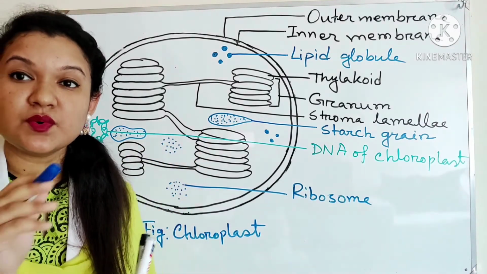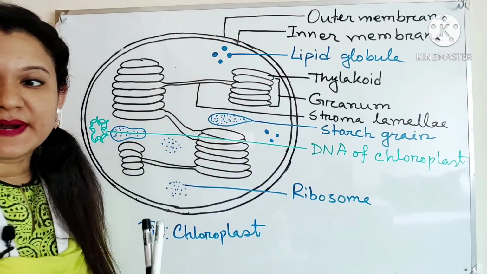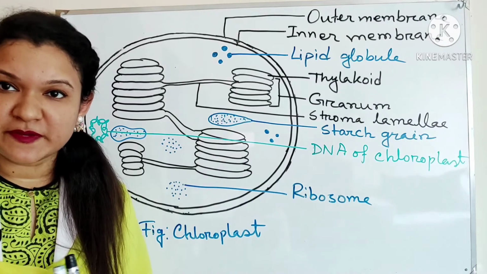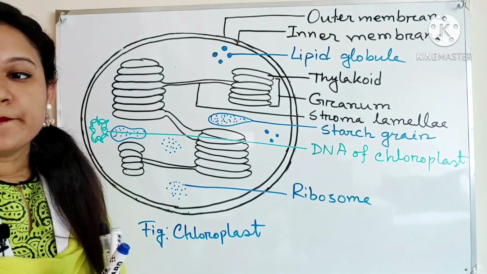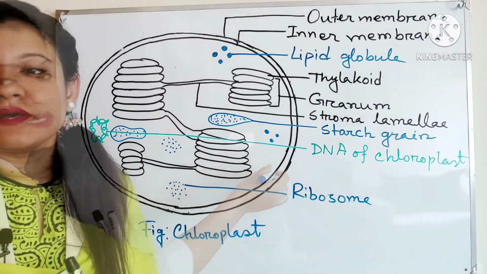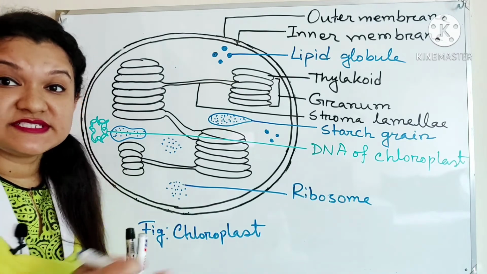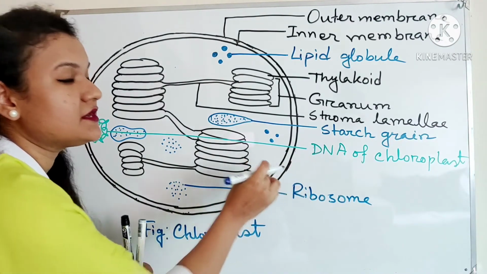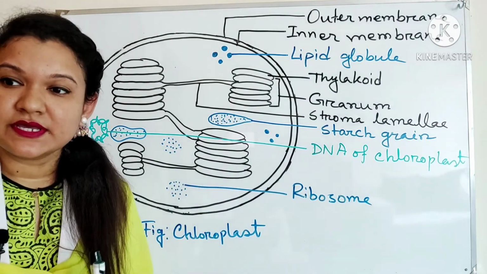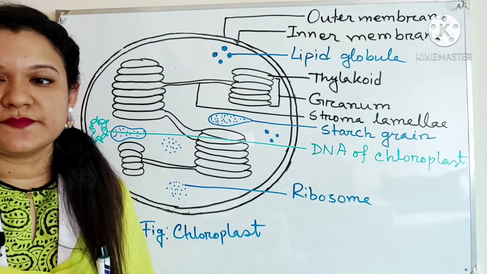First of all, the whole chloroplast is covered by a bilayered semi-permeable membrane. In case of the membrane of chloroplast, glycosyl glyceride is present instead of phospholipid. So instead of phospholipid, glycosyl glyceride is present in the membrane of chloroplast.